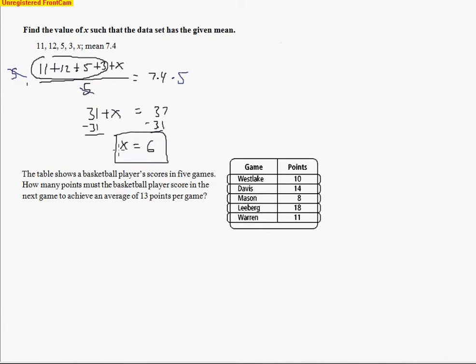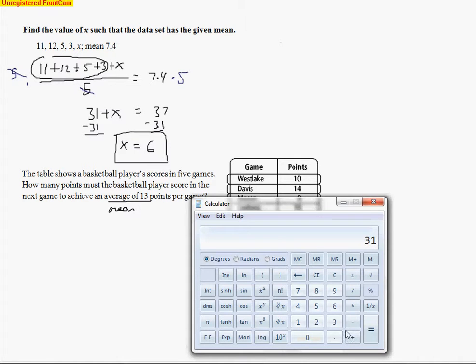So we have the same sort of problem, it's just in a different format here. It says the table shows a basketball player's scores in 5 games. How many points must the basketball player score in the next game to achieve an average of 13? So the average tells us that we're trying to find the mean. So we want 13 as the average. So the first thing I'm going to do is add these numbers together. And so I'll go ahead and add 10.